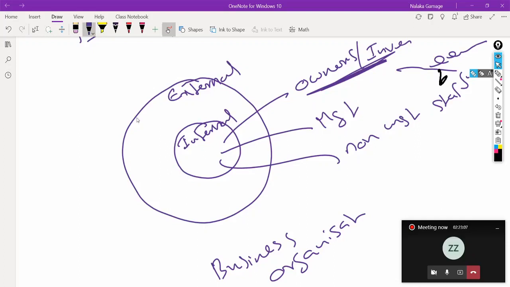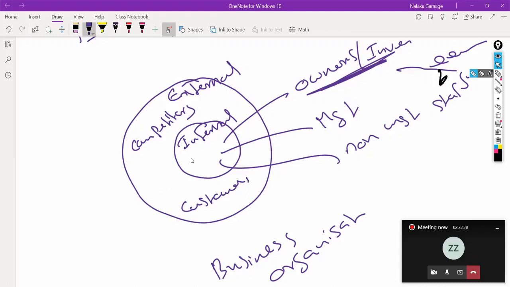Then we have the external of the business organization, the environment, right? Last time, in the external, we discussed only your competitors. Obviously competitors are there, right? Then we also discussed customers. Customers are also not inside the organization, right? But they are very important. So competitors and customers.